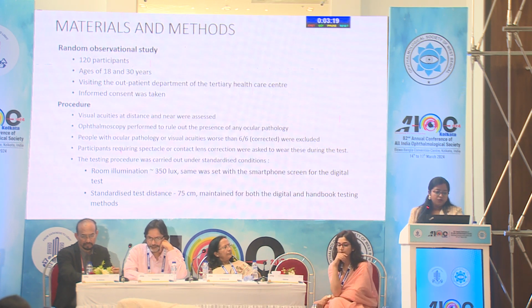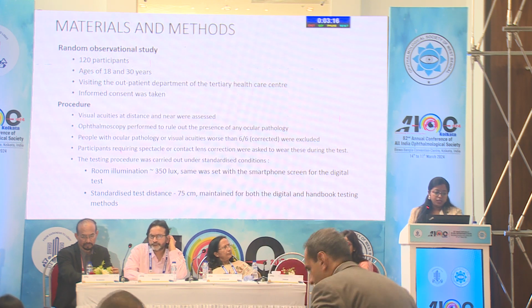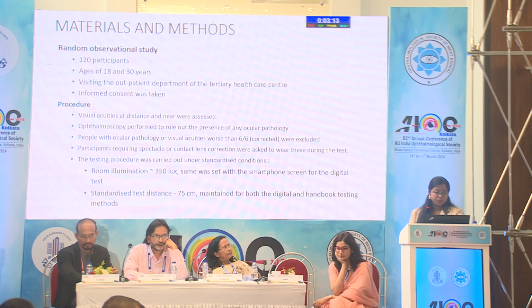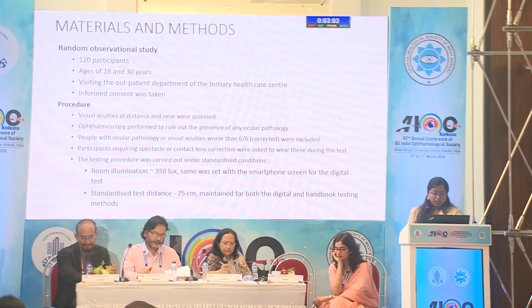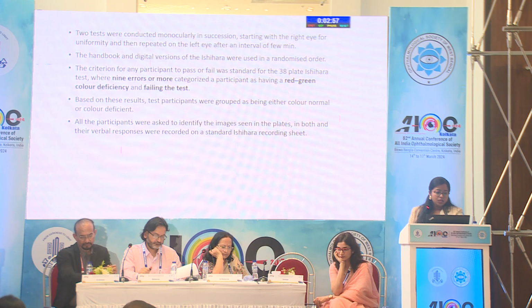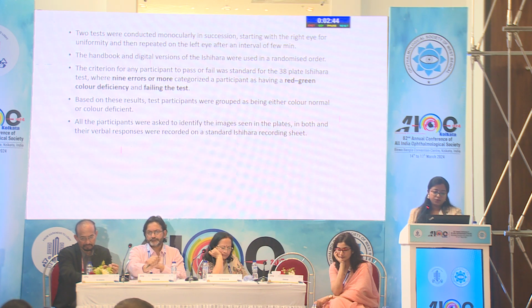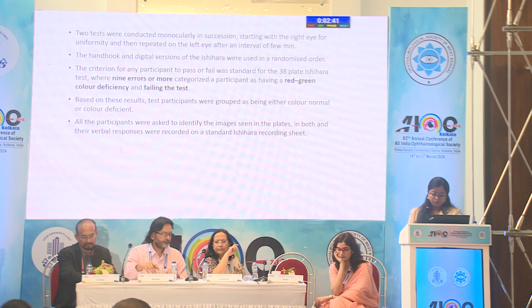We did a random observational study with 120 participants of 18 to 30 years of age visiting the outpatient department. Informed consent was taken, visual acuities were assessed, ophthalmological assessment was done, and the testing procedure was carried out under standardized conditions for both the Ishihara and the smartphone app. The criterion to pass or fail was standard for the 38-plate Ishihara test, where 9 errors or more categorized a participant as having red-green color deficiency and failing the test. Based on these results, participants were grouped as color normal or color deficient.